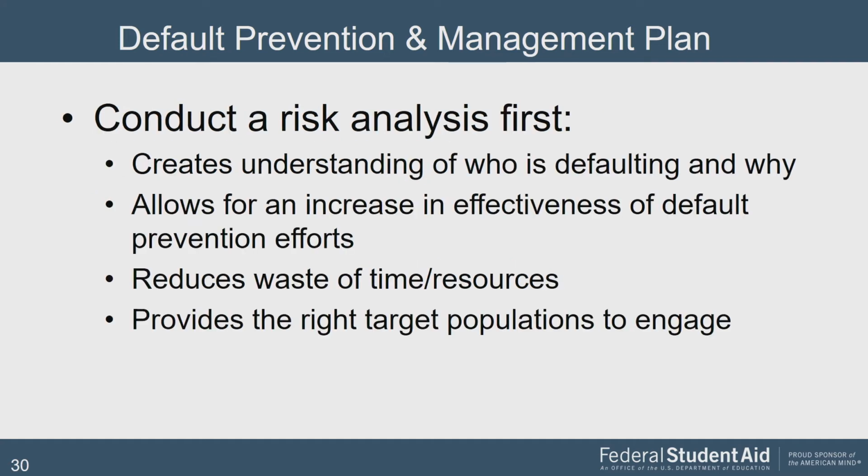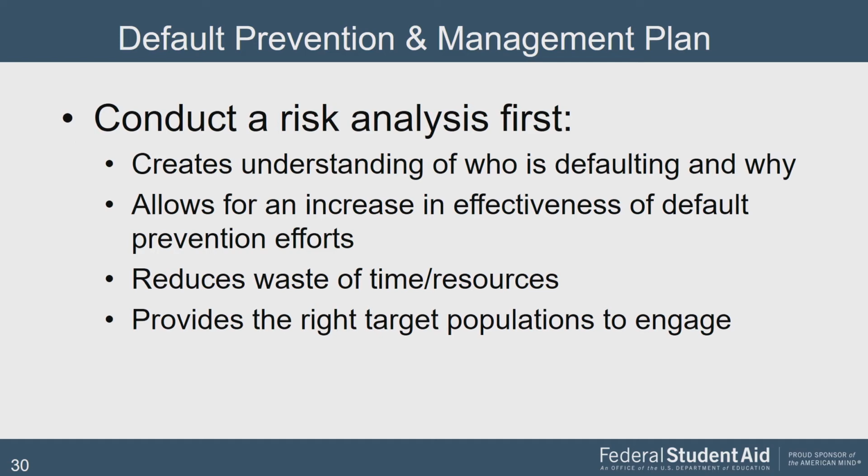So, conduct a risk analysis. First, create an understanding of who you're dealing with, who's defaulting, why they're defaulting. And part of this slide talks about late admits. We want to believe that, oh yes, those doggone late admits. If I can get the admissions office and the college to agree to admit these students by the deadline, the admissions deadline, things would be fine.